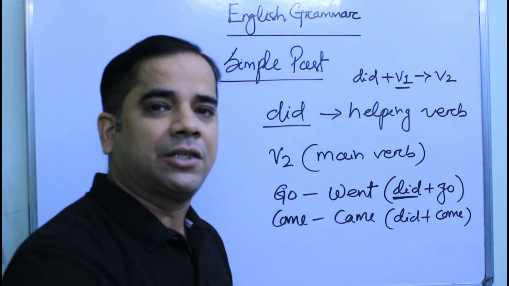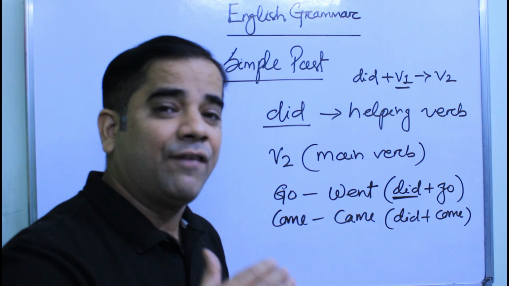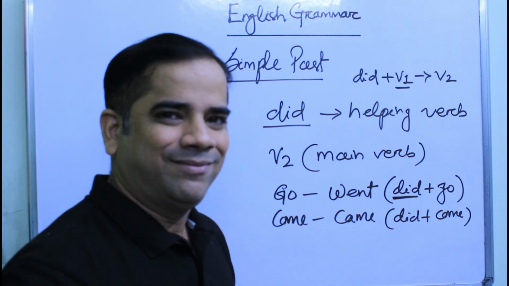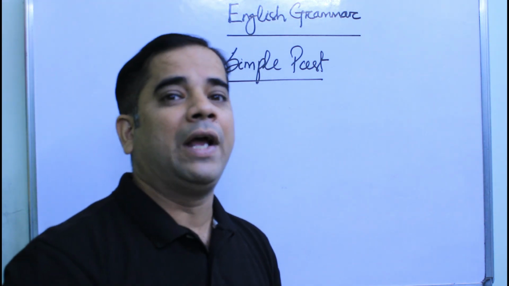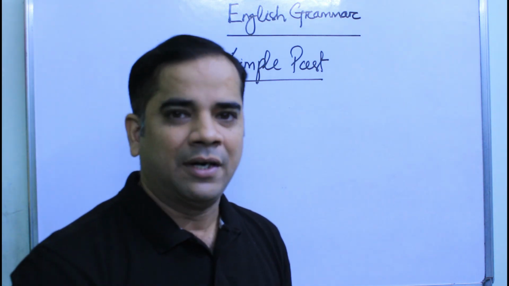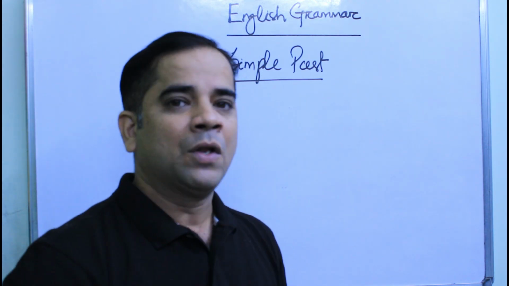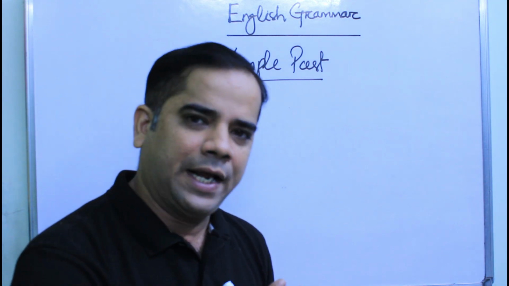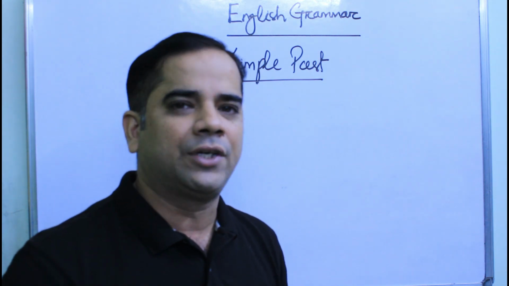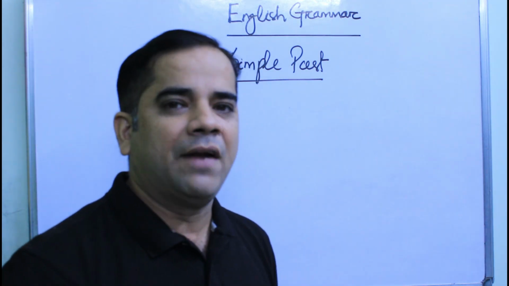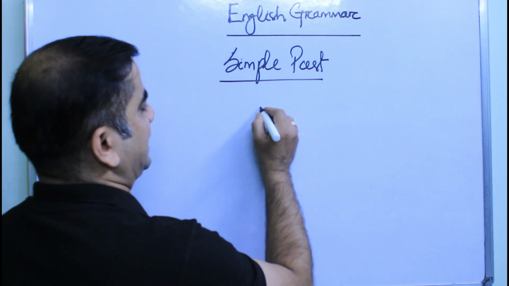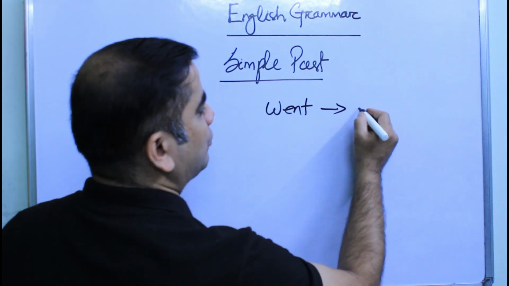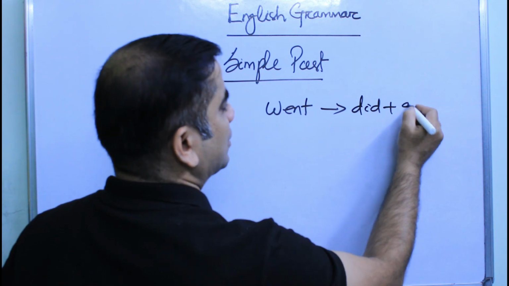Okay, so let us now discuss how we use it in its three forms of the sentence, that is affirmative, negative and interrogative. Okay, students, in case of simple present tense, we have two helping verbs, that is do and does. Does is used with the third person singular number. We have already discussed it, but you need to remember that did is the only helping verb used in simple past tense. So there is no confusion at all. So the form of the main verb in case of affirmative sentences, suppose I write went. I have already told you that it is did plus go.